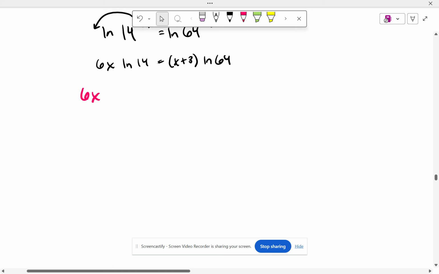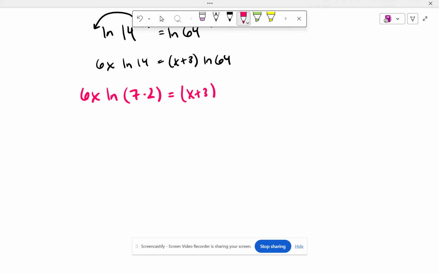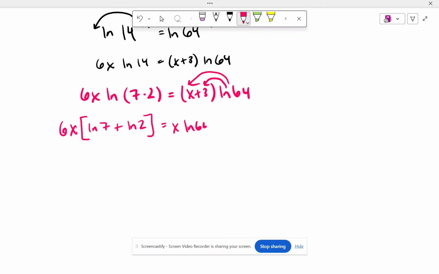Okay, here we have 6x times the ln of 7 times 2, right? Then we have x plus 3 times the ln of 64. All right, so then now I'm going to break this up as there's a 6x out front. Be careful, right? And then inside the parentheses, I have the ln of 7 plus the ln of 2 equals. And then logs are weird because usually logs are just a decimal. They're just like a number, right? Usually we would write that in front of the x, but I feel like it's easier to keep track of the terms if you just do this. Are we okay with this? Yeah.